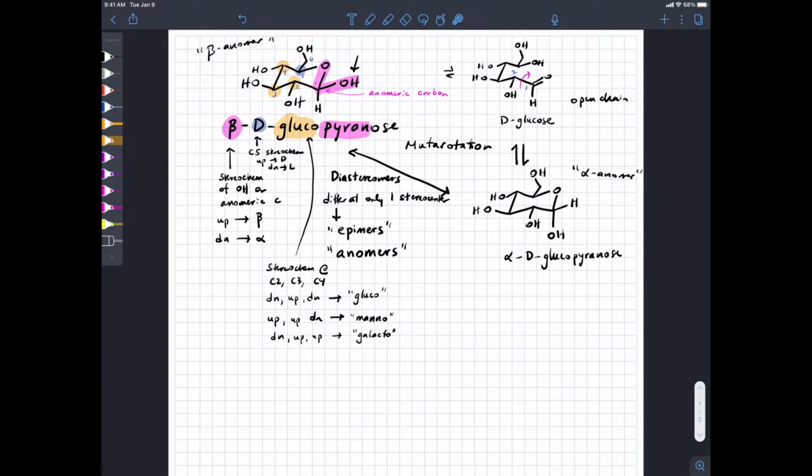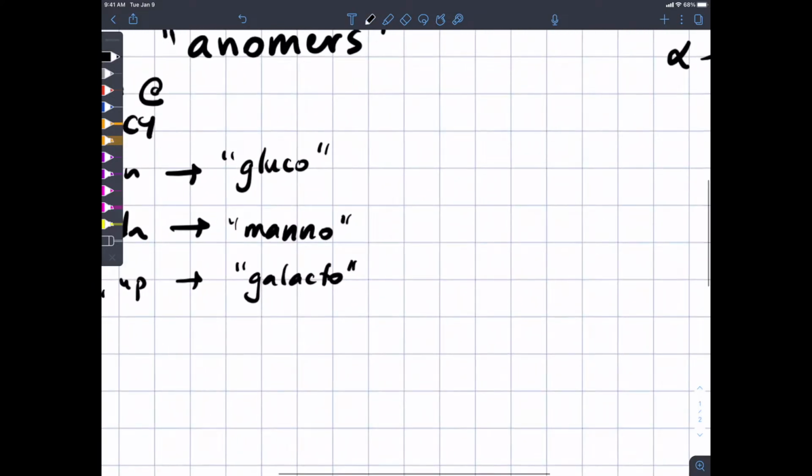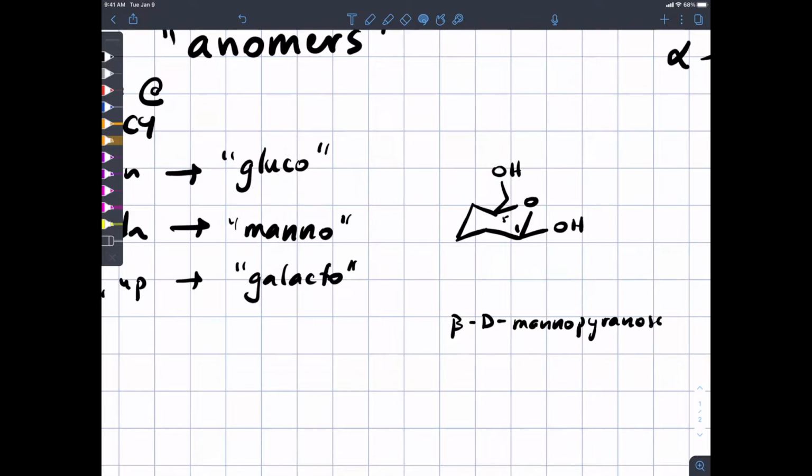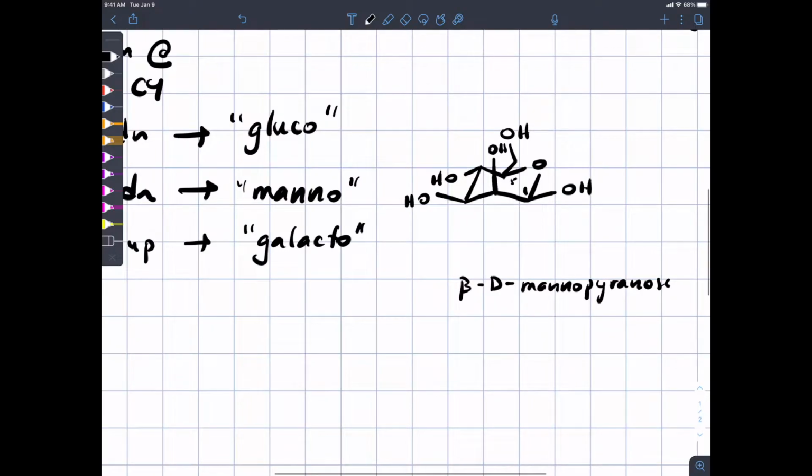For mannose, as an example, I can just draw the smaller structure of mannose here. It's going to be exactly the same if I were to do beta D mannopyranose. It's going to be exactly the same as glucose at carbon 1 and at carbon 5. And then at carbons 2, 3, and 4, it's going to be up, then up, and then down, whereas in galactose, it will be just like glucose until you get to carbon 4, when the OH group will be up.